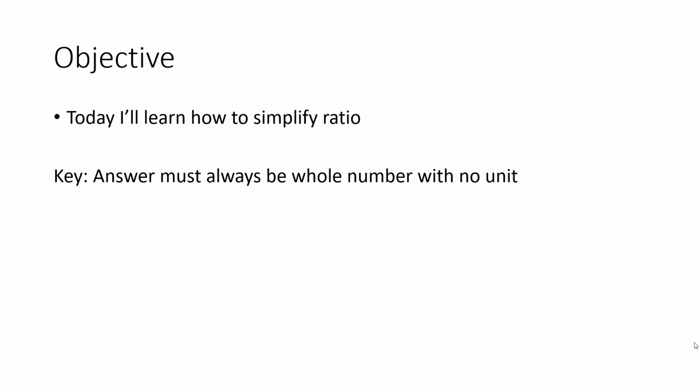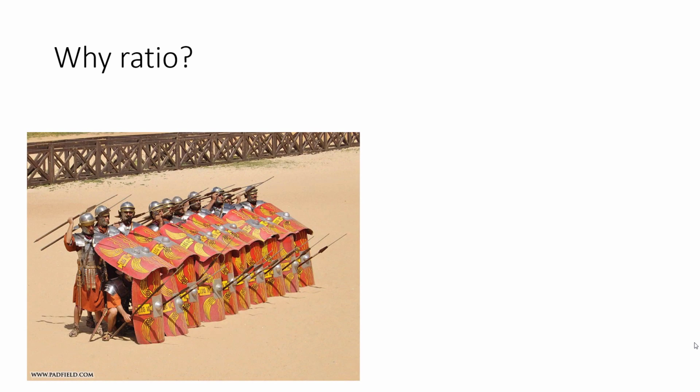So let us start. Now, why do we want to represent things in ratio? For example, in ancient times, when we are facing off against enemies, you wouldn't want to say they have so many thousand troops compared to ours. You would probably want to say that we are outnumbered 3:2. So they have around 1.5 times more than us.